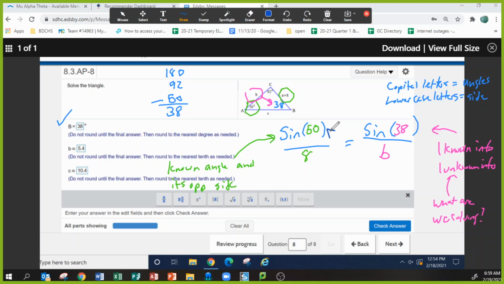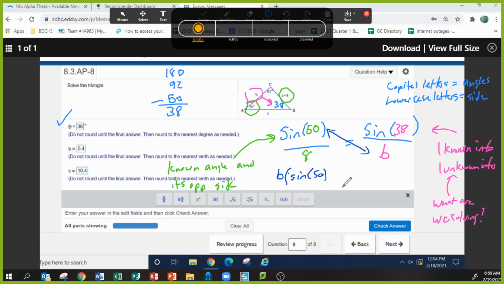and do our basic algebra steps. Cross multiply, and I'm going to have B times the sine of 50. I'm going to say it again. That's not what I wanted to say.